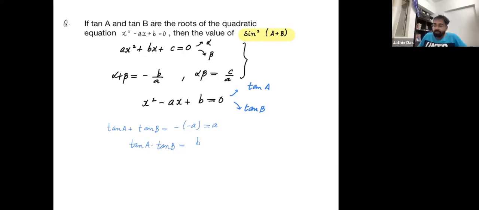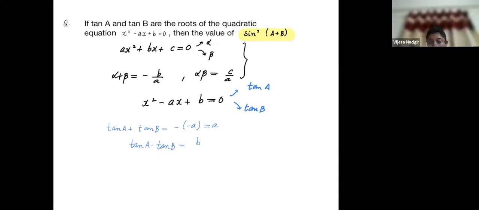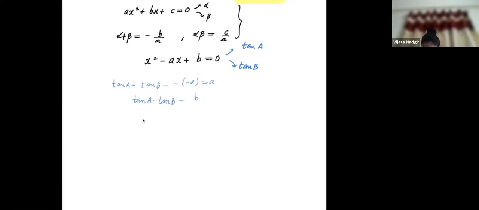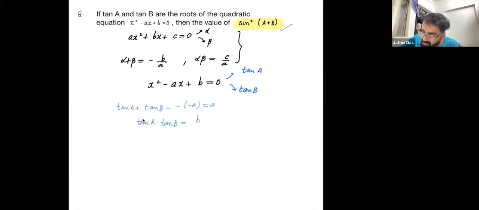Anyone getting it? Okay, now listen. So tan A plus tan B, I wrote it in the form of sin A by cos A and sin B by cos B, and then I cross multiplied, so it was like sin (A plus B) by cos A cos B, which is tan A plus tan B. Are you getting this?